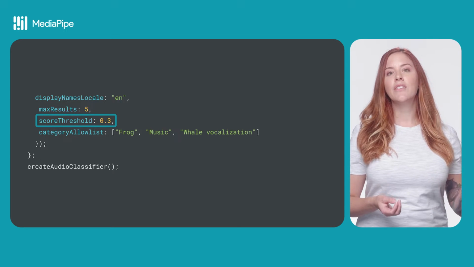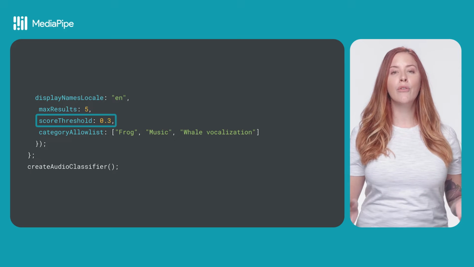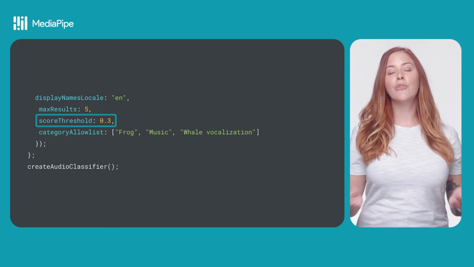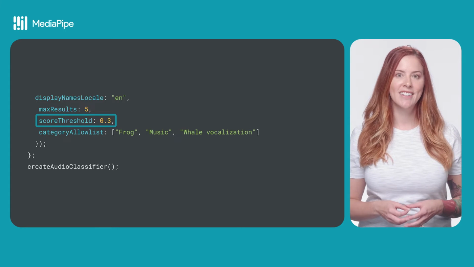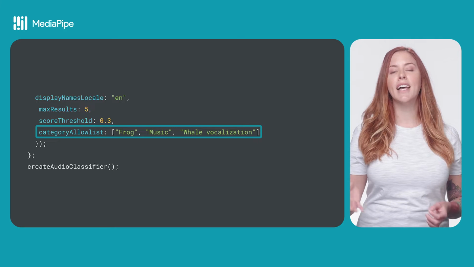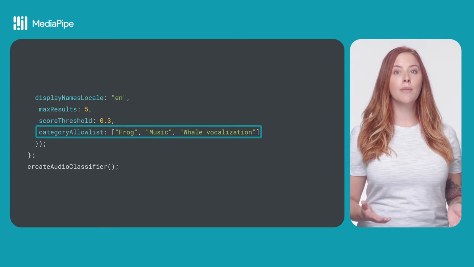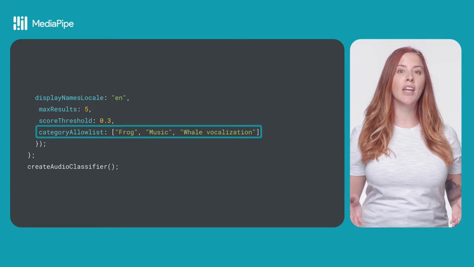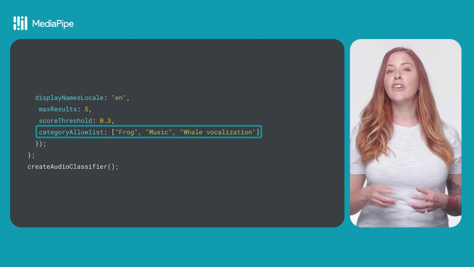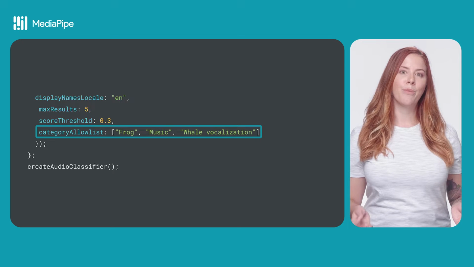Score threshold sets the prediction score threshold that overrides the one provided in the model metadata, if any. Results below this value are rejected. Category allow list sets the optional list of allowed category names. If it's not empty, classification results whose category name is not in this set will be filtered out. Duplicate or unknown category names are ignored.